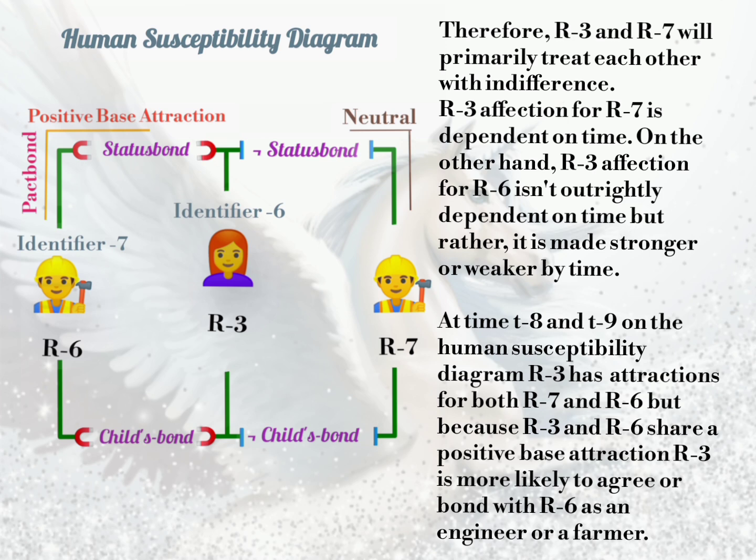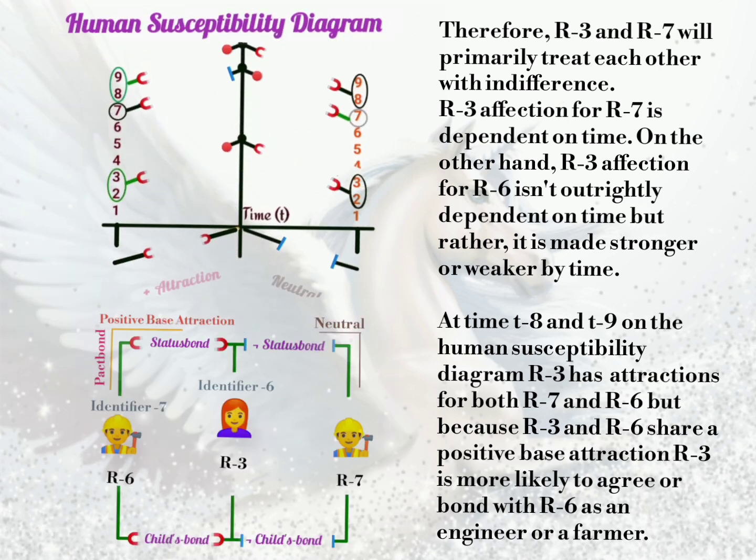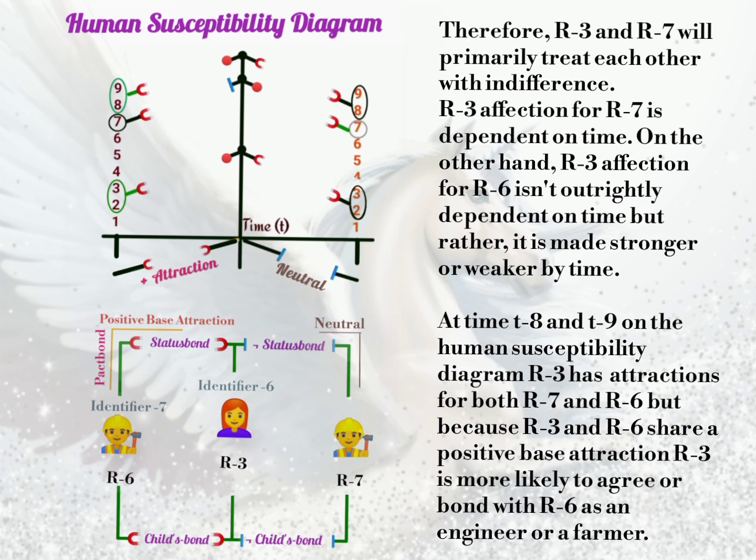On the other hand, R3 affection for R6 isn't outrightly dependent on time but rather, it is made stronger or weaker by time. At time T8 and T9 on the human susceptibility diagram, R3 has an attraction for both R7 and R6, but because R3 and R6 share a positive base attraction, R3 is more likely to agree or bond with R6 as an engineer or a farmer.